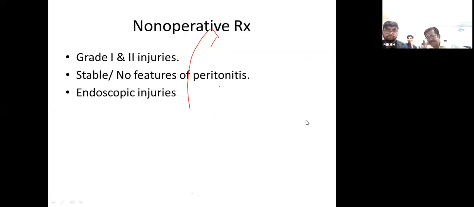So these are the indications for non-operative treatment, where you suspect grade 1 and grade 2 injuries, the patient is stable, and there are no features of peritonitis, particularly endoscopic injuries. Endoscopic injuries occur in the second part near the ampulla. There is a role for conservative treatment in this patient by giving nothing orally, placing a Ryle's tube, and if possible keeping the patient fasting for a longer period of time.